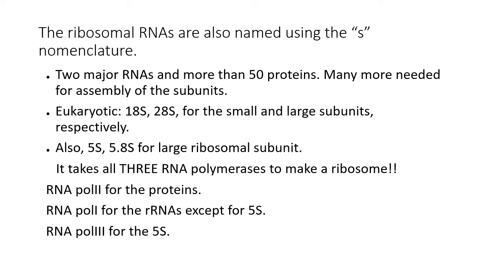Okay, it does take all 3 RNA polymerases to make a ribosome, and we'll hear a little bit about Pol 1 in a second. The Pol 2, of course, makes all the proteins. Pol 1 makes the ribosomal RNAs. So this is a polymerase that's totally dedicated to the creation of ribosomal RNAs for use in protein synthesis. The 5S is separate, and that's transcribed from its own separate gene by RNA polymerase 3.